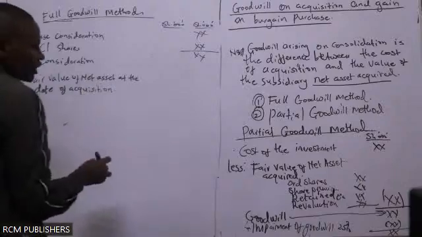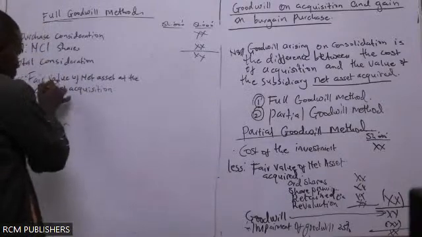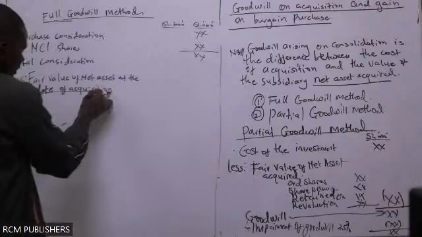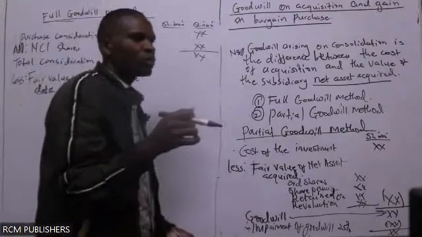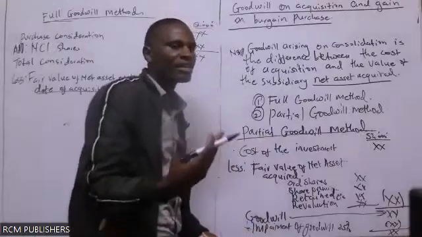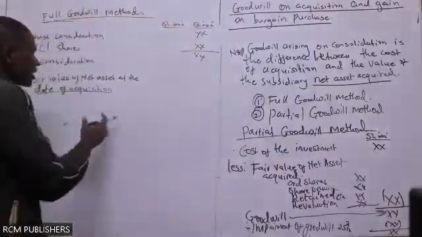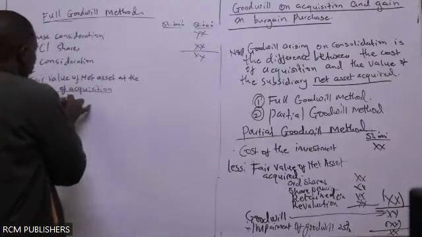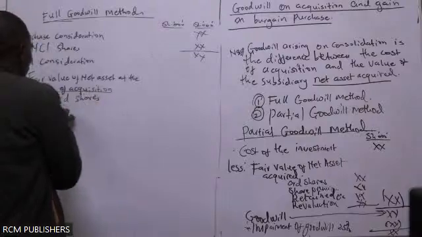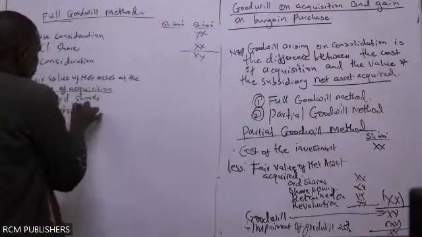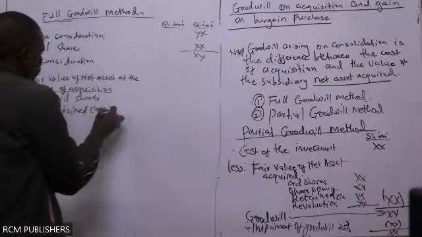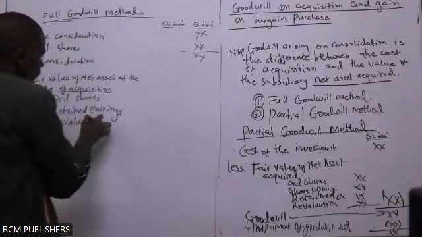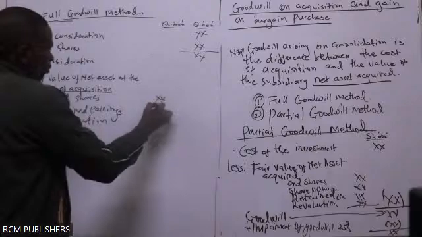I want you people to note what we are saying: we are looking at the net asset at the date of acquisition. This is very important. The date at which we acquired the subsidiary is very, very important, and the items we are taking as at that date. So the items are ordinary shares, retained earnings, we shall be having revaluation, and so on and so forth.